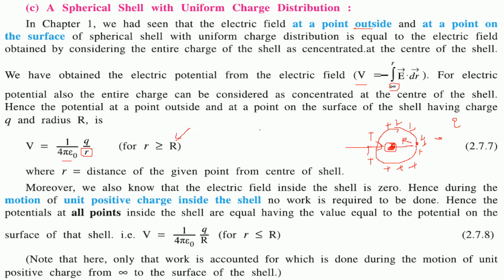and this r is different. This r is the radius of this shell, and this r is the distance. So this r is the distance of this point from the center. It can be like this, it can be like this. So this is a distance from the center of the shell.